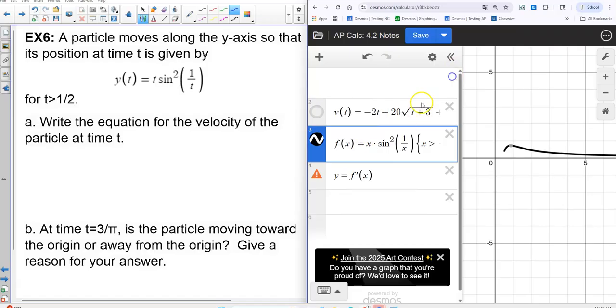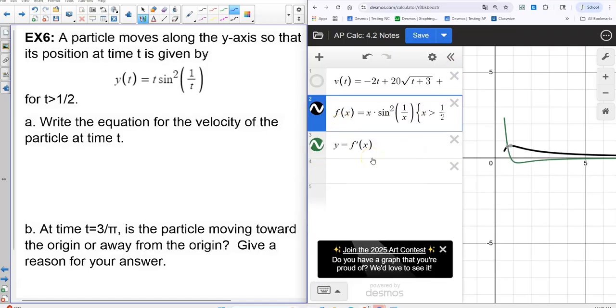I'm trying to save myself time. I'm making things more complicated for myself. Okay, I got two f of x's. Now it knows what I'm talking about, right? So then it will give me the graph of velocity. So rather than actually finding it by hand like we were going to do if we had enough time, we're just going to look at the graph, right?